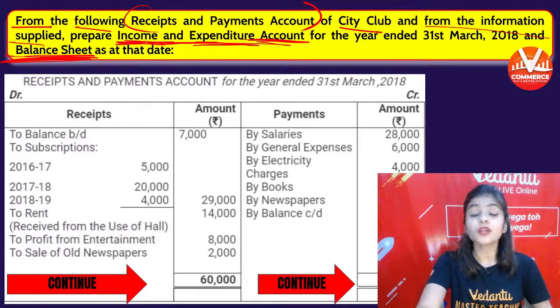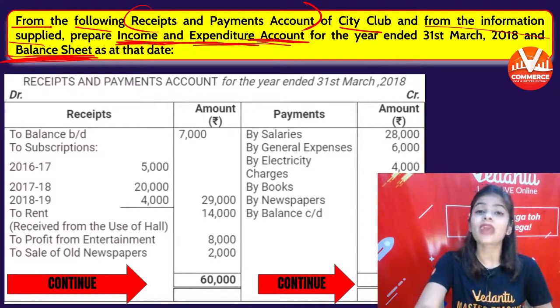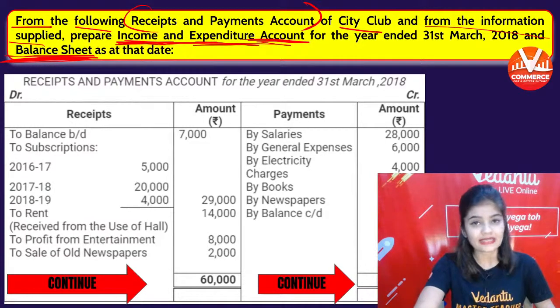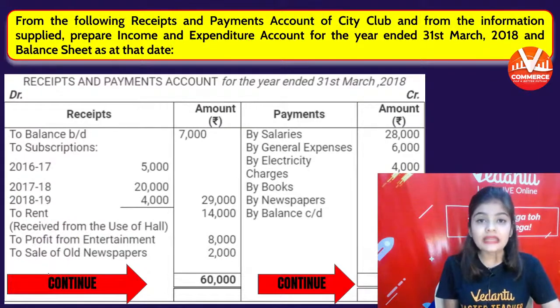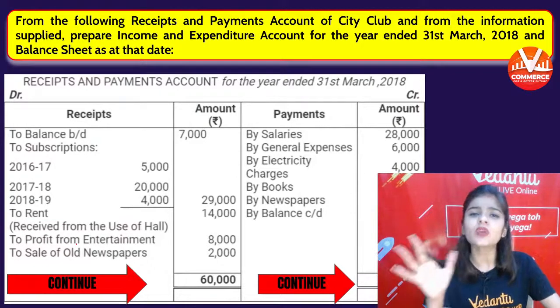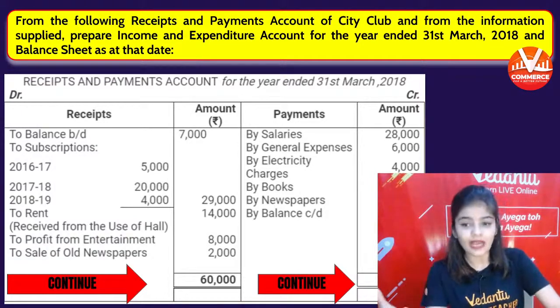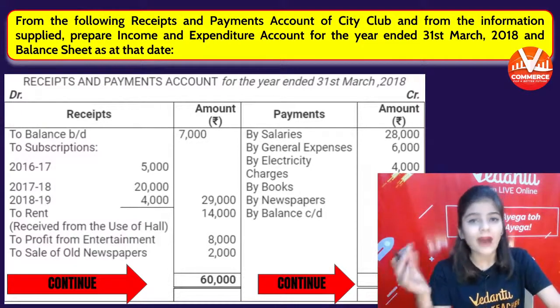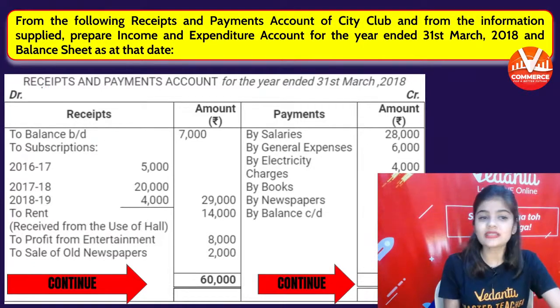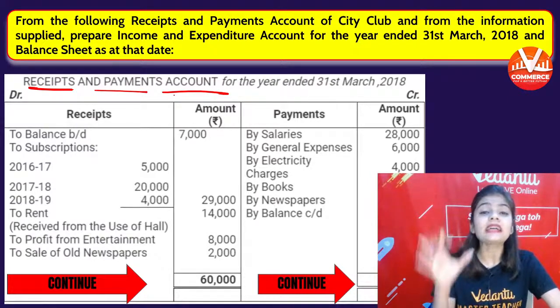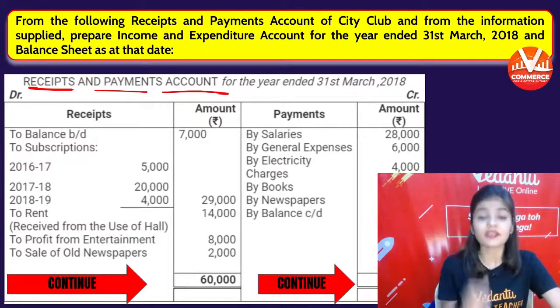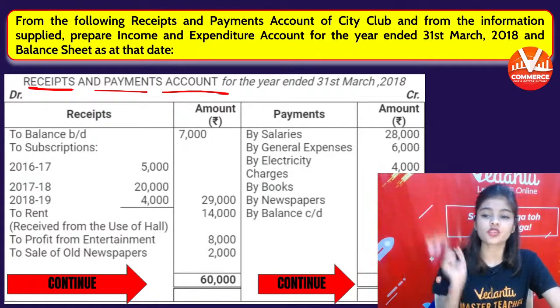So you are required to prepare the financial statement of NPO, not for profit organization, income and expenditure account and balance sheet. So first we will prepare income and expenditure account. पहले अपन लोग क्या बनाएंगे? Income and expenditure account. Then we will prepare balance sheet. So this is your receipt and payment account. We are preparing income and expenditure account with the help of this information.